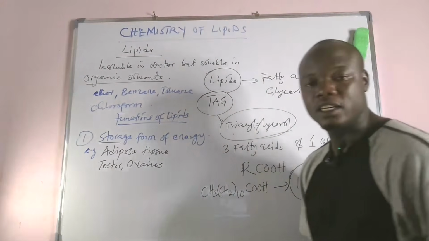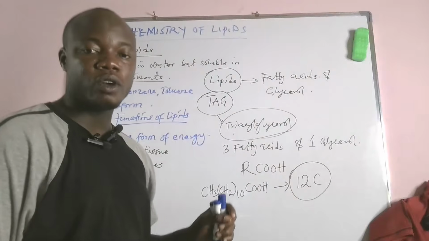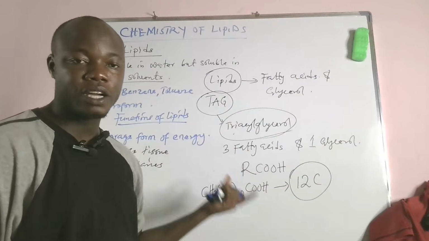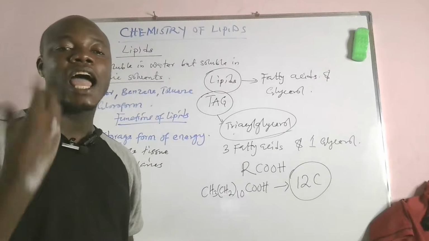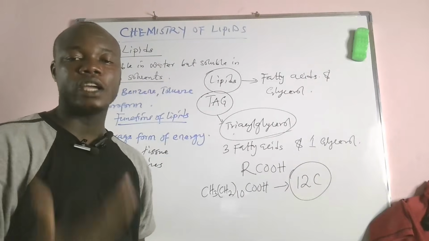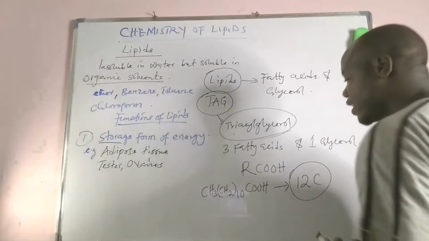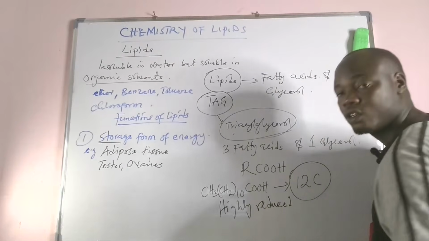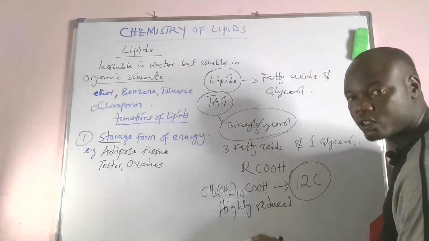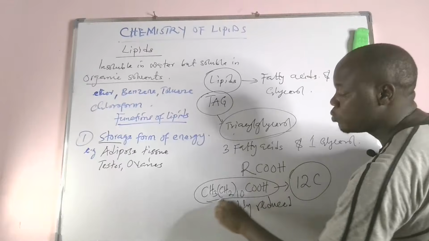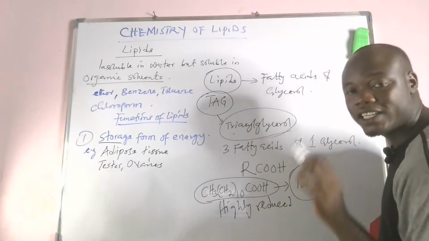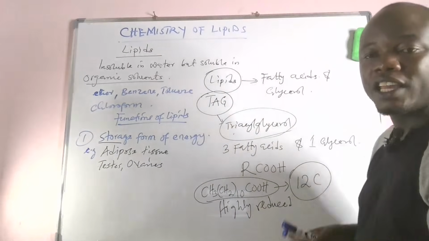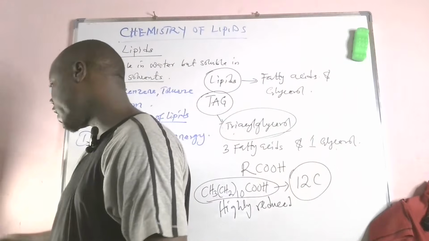So remember, ladies and gentlemen, from your basic concept of chemistry, oxidation and reduction: when you say reduction, it means addition of hydrogen. So if you look at this fatty acid, it contains a high amount of hydrogen. It is fully loaded with hydrogen. Because of that, we can say that fatty acid is highly reduced. What makes it highly reduced is the number of hydrogen atoms. Because of this reduced nature of fatty acids, it has a higher amount of energy than any other class of food.